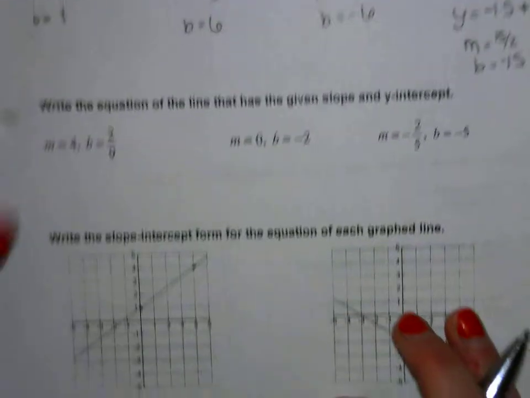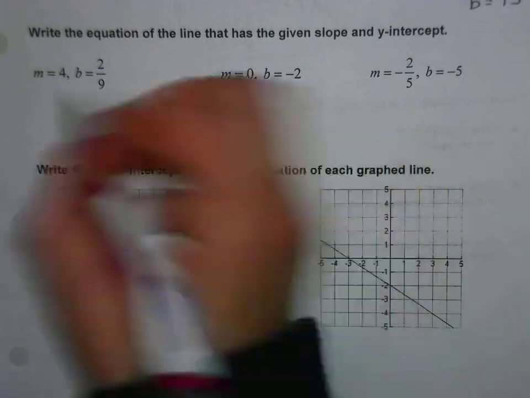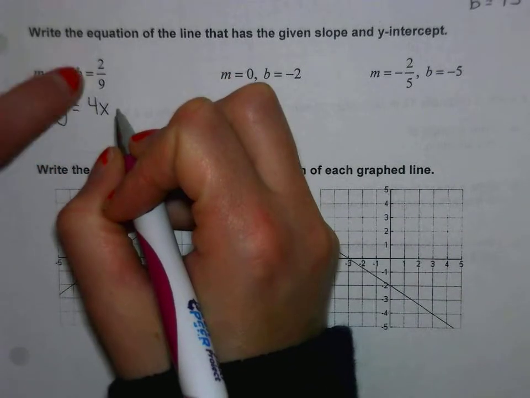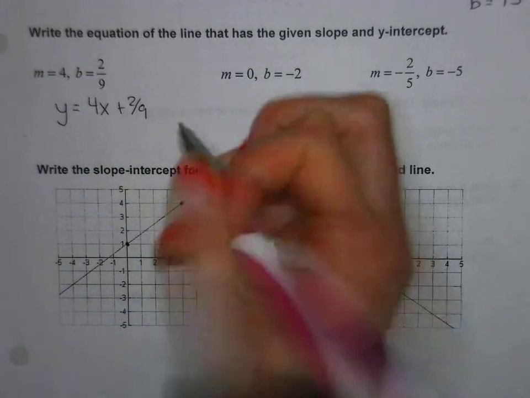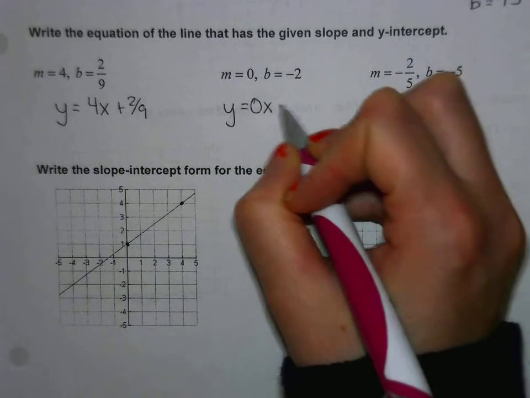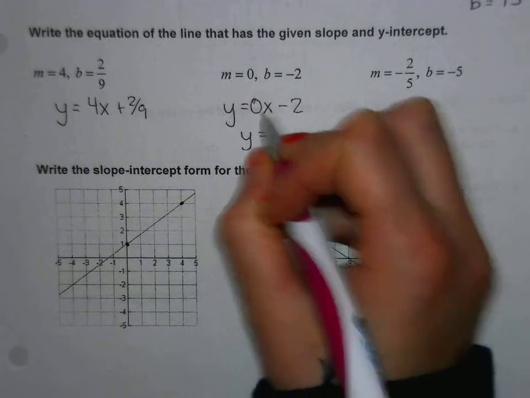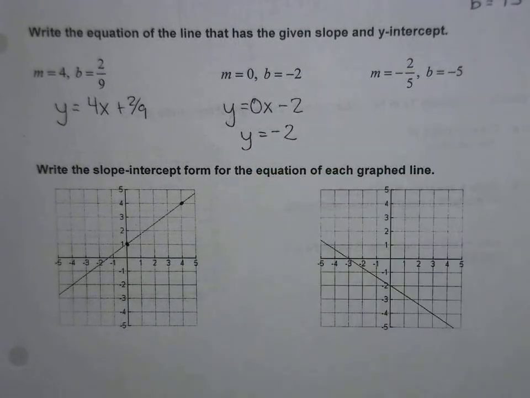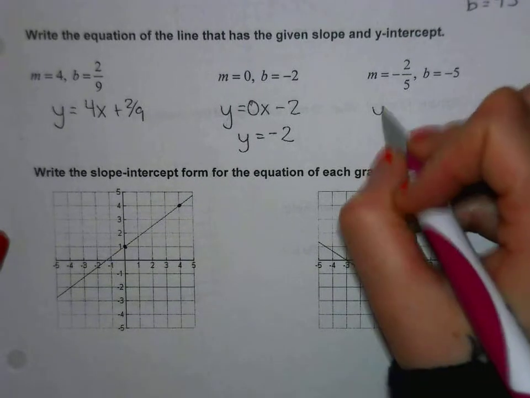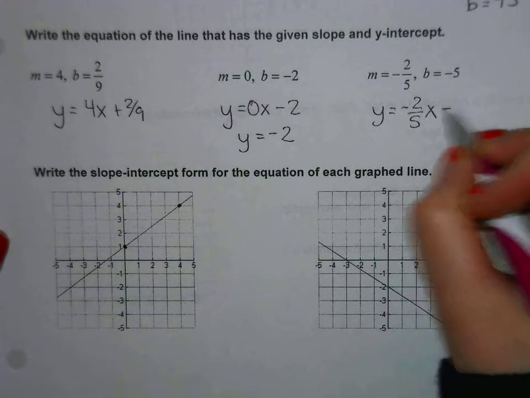So now let's go in reverse. We want to write the equation of a line that has the given slope and y-intercept. So we have y equals, our slope is 4, so times x, plus our 2/9. So this one we have y equals our slope of 0 times x minus 2. But we know 0 times x is 0, and 0 minus 2 is still a negative 2. For our last one, y equals, our slope is a negative 2/5 times x. Y-intercept is a negative 5.